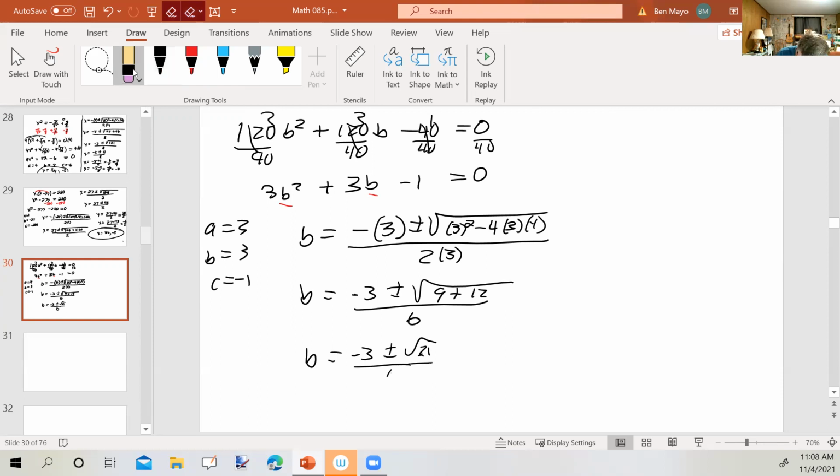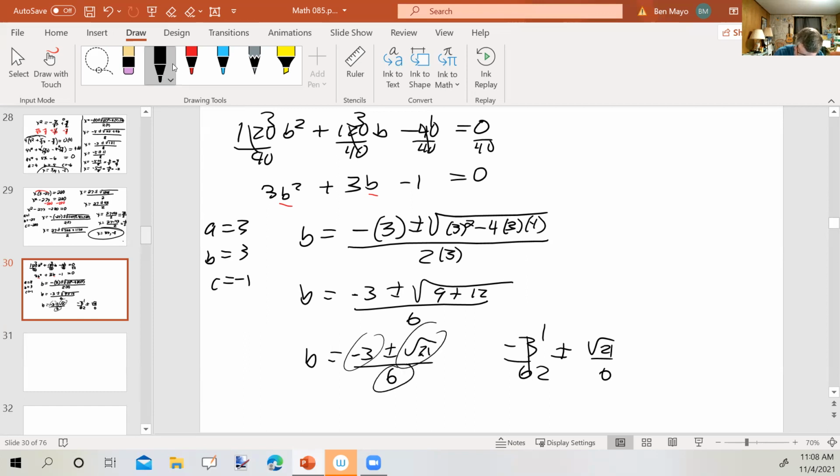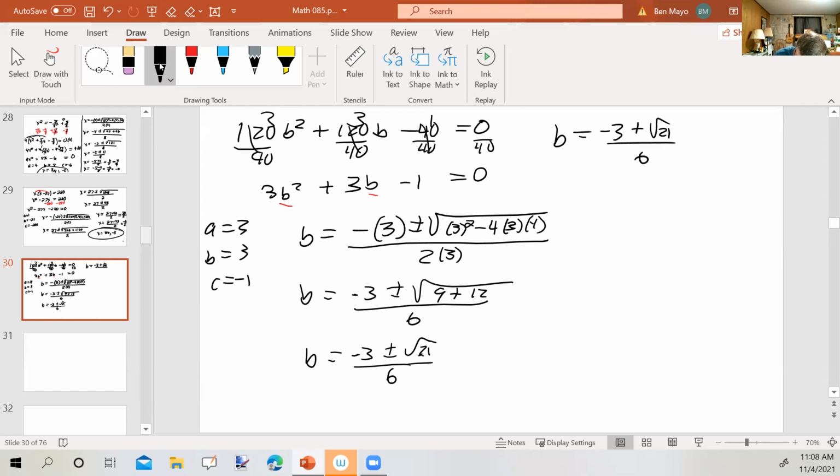Now, I could reduce the negative 3 over 6 if I wrote them separately. For instance, if I wrote them like this, and then reduce that down, okay? And there's nothing wrong with that, but I'm not going to reduce it unless this term and this term and this term all share a common thing I can reduce out. So my two exact answers are negative 3 plus the square root of 21 over 6 and negative 3 minus the square root of 21 over 6. However, let's see here, where was that problem?